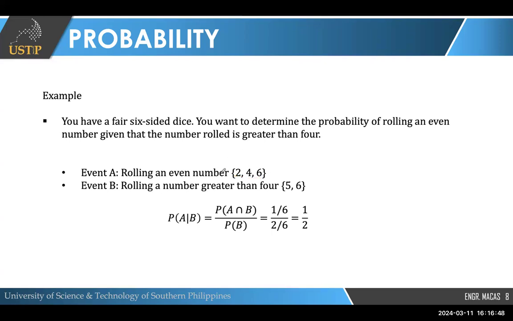Event B is katong niingon siya kato yung condition. Condition is that the number rolled is greater than 4. So, unsan man na ang mga number mo na yung event B. So, i-list na to 5 ug 6.